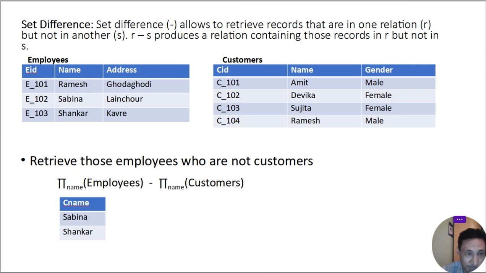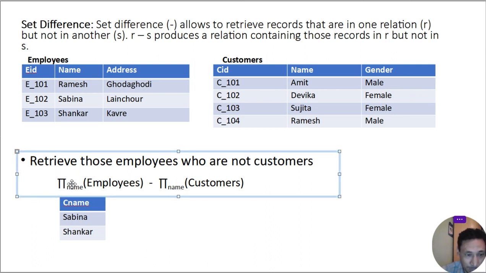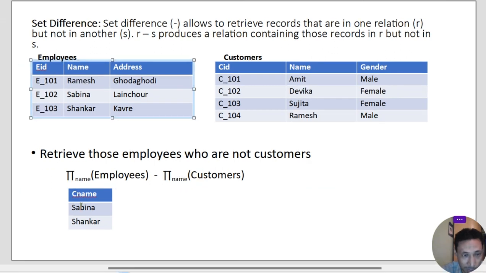So we can do the set difference here something like this. We are projecting the names of employees and we are deducting the names of customers from employees. So whatever names are available within the employees, and not available in the customers, will be displayed. So here Savina and Shankar are the two names which are in employees but not in customers. So the result of the set difference between names of employees and customers is Savina and Shankar.